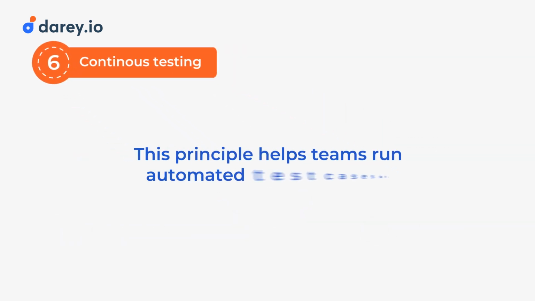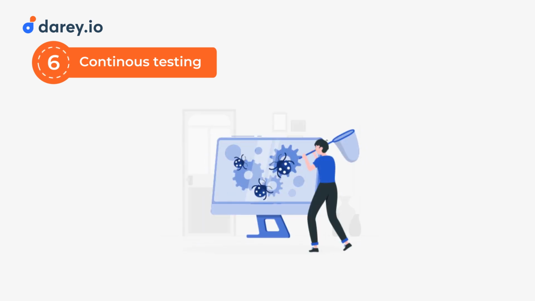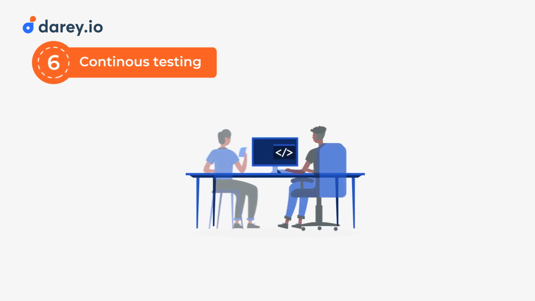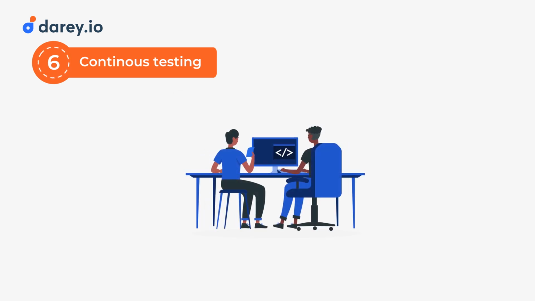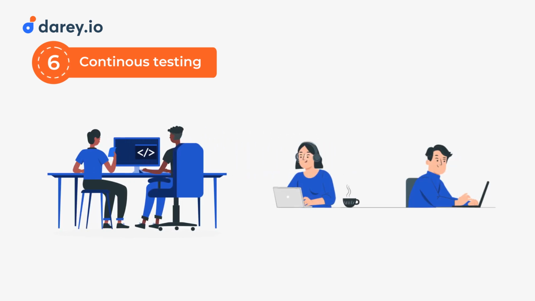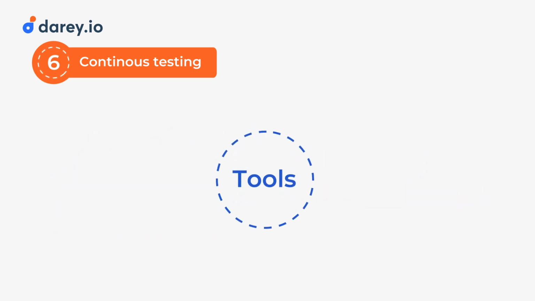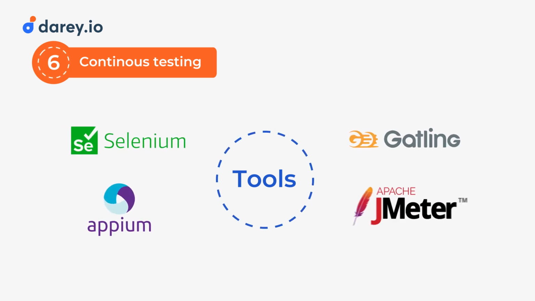Continuous testing. This principle helps teams run automated test cases often. This improves quality because problems are fixed as soon as they are found. It also helps development teams find operational problems faster. So, continuous testing brings developers and operations closer together. Examples of tools that drive this principle are Selenium, Catalon, Appium, Apache JMeter, and a few others.